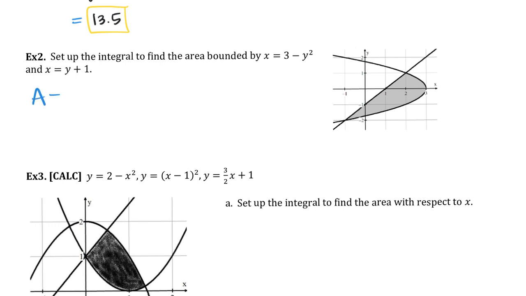Okay, area equals. If I'm looking at it from the y perspective, I'm going to stand on my y-axis and look towards the positive x-axis. If I'm standing here, this looks like the higher function. The one further to the right is the higher function. Which one is that one? It must be x equals 3 minus y squared because it's like a sideways parabola. And this is already in terms of y, which makes it easier. The lower curve is this one, or the one further to the left, and that's x equals y plus 1.